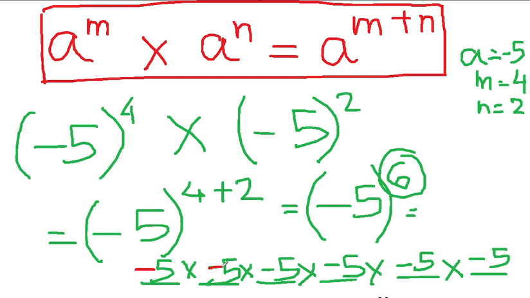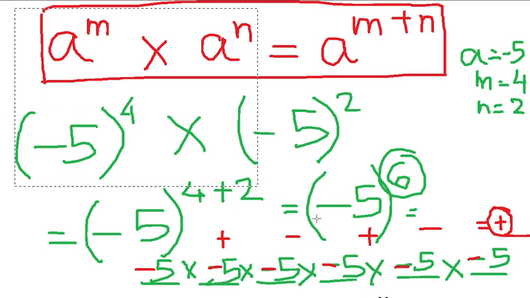Negative times negative is equal to positive. Positive times negative equals negative. Negative times negative equals positive. Positive times negative equals negative. Negative times negative is equal to positive. Whatever answer we have, the answer is going to bear a positive sign. So that's going to be a positive answer. Now, moving on to the next part.